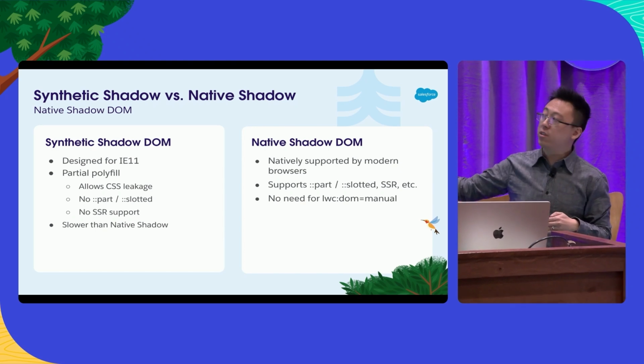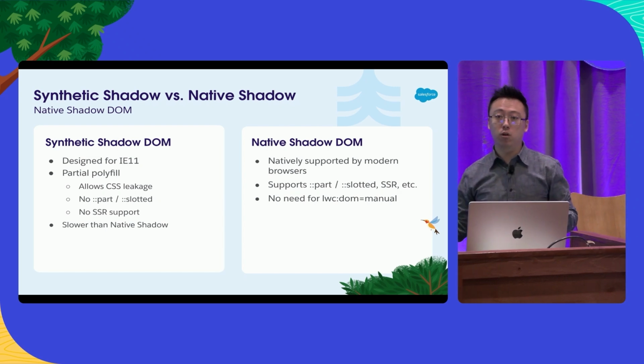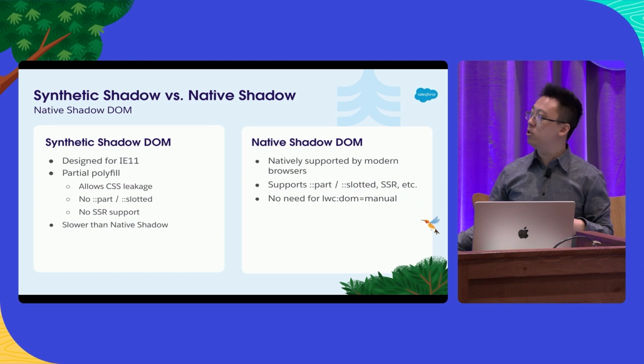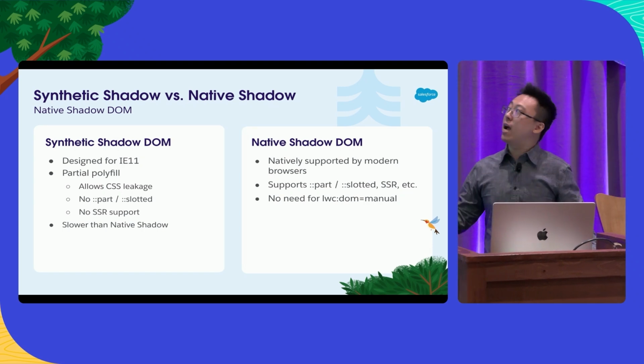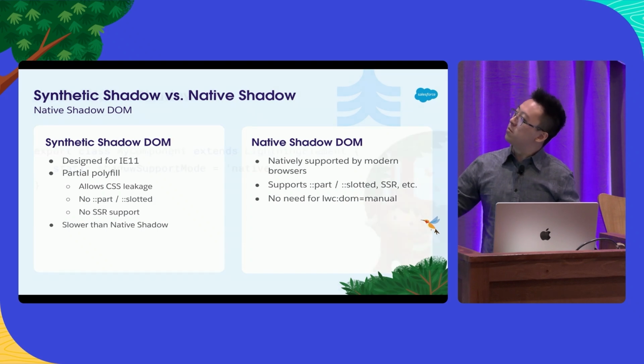There are more features with it, especially part, slotted, SSR, et cetera. And some of those can be very helpful for working with native shadow components. And then there's no more need for lwc:dom="manual". The other aspect of this, yes.